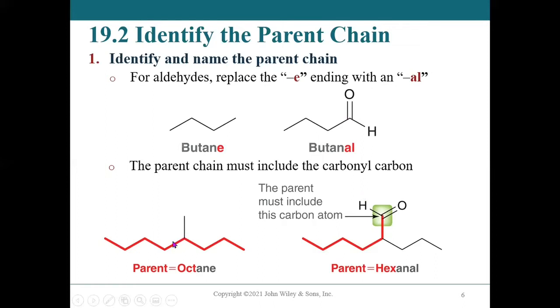All right, so the longest chain in this example, on the left or on the right, both are octane, containing 8 carbons. But to name this compound on the right, we will not choose the 8 carbon chain because that 8 carbon chain doesn't have the carbonyl. So we'll use this 6 carbon chain. So the parent name will be hexenal.